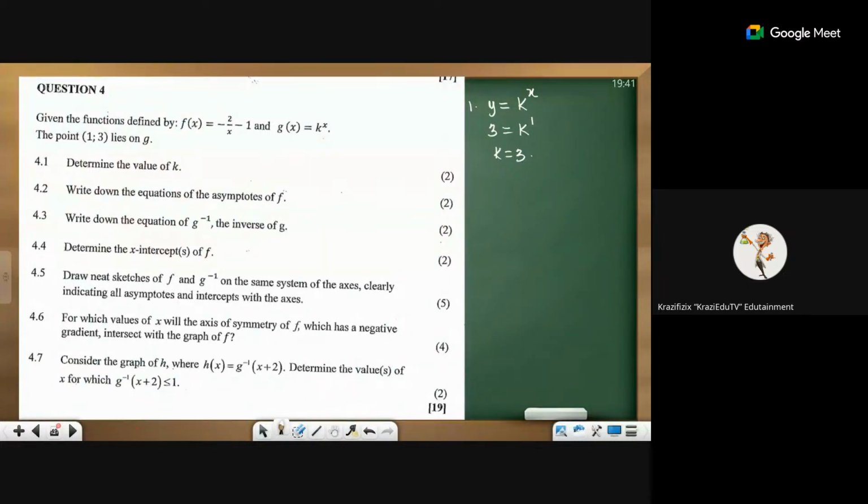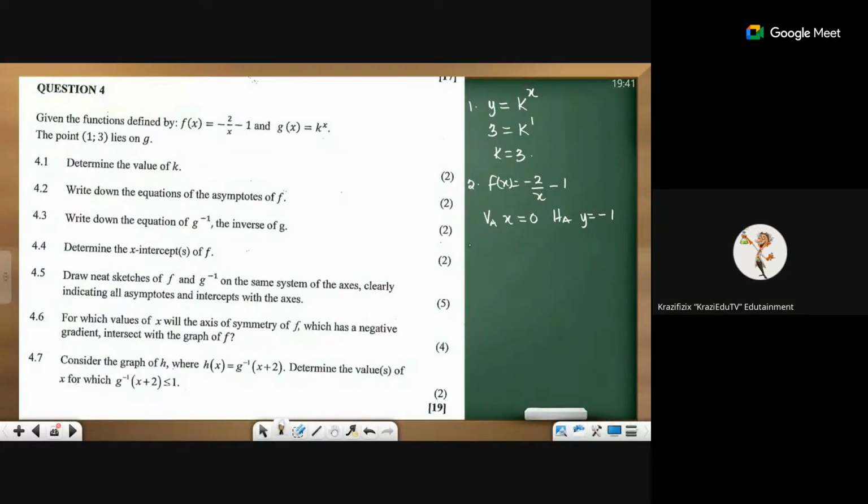Number 2, asymptotes of f. What is f of x? Negative 2 over x, minus 1. Vertical asymptote, x equals 0. Horizontal asymptote, y equals negative 1. I'm done with that again.